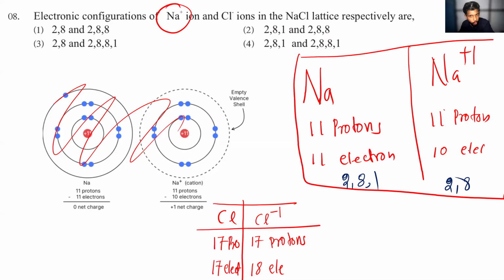Those who don't have the idea regarding this, don't worry. I have a picture for that and I'll explain it. But for chlorine, we have 18, right? For the 18, how can you write? 2, 8, 8.